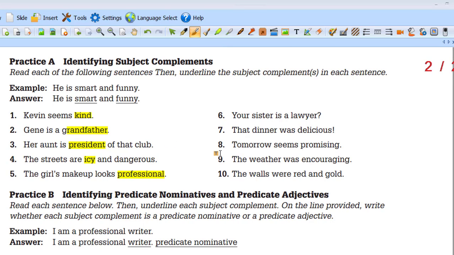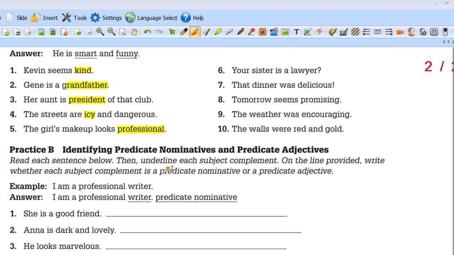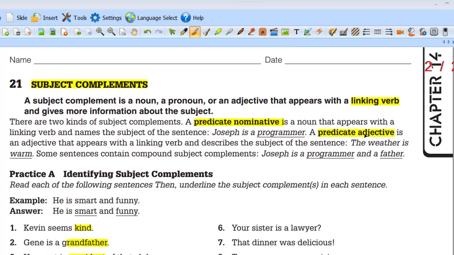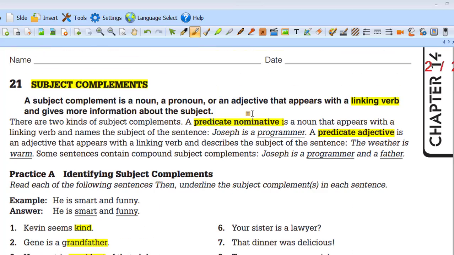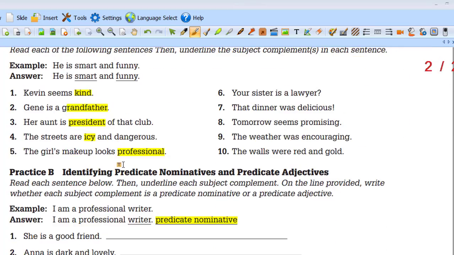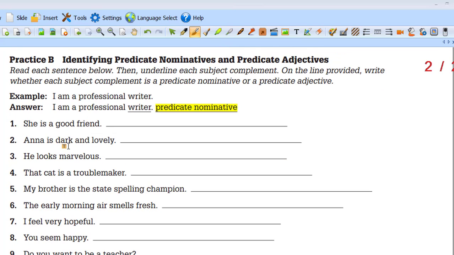Okay, and the same with these sentences. This question is telling you to underline the complement and please tell me the type of this complement. Is it predicate nominative or predicate adjective? You have to decide. Predicate nominative means a noun. Predicate adjective if it's an adjective. I think this is clear.